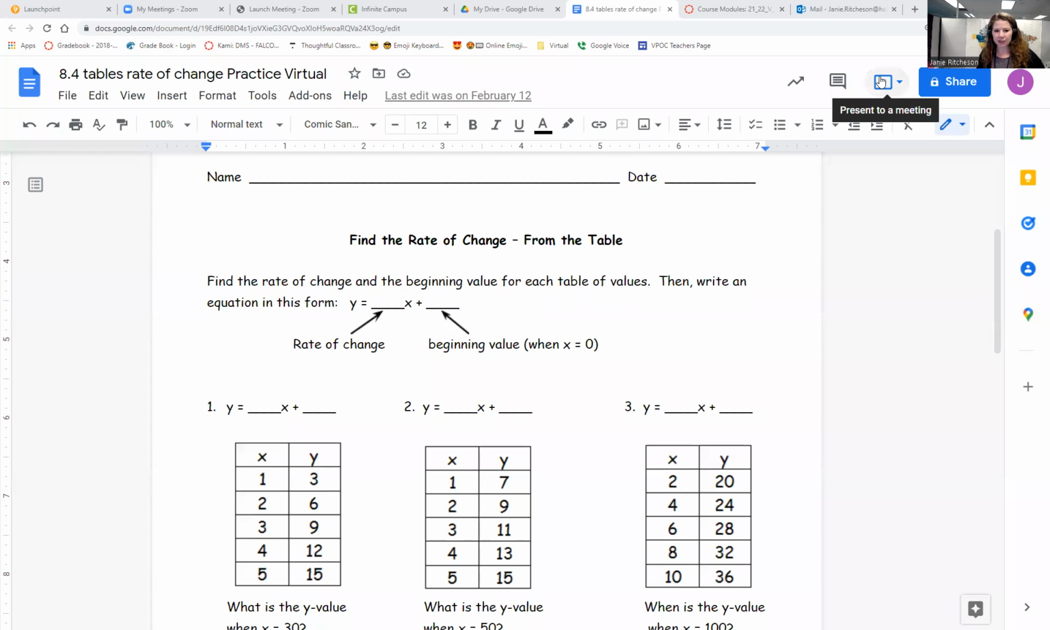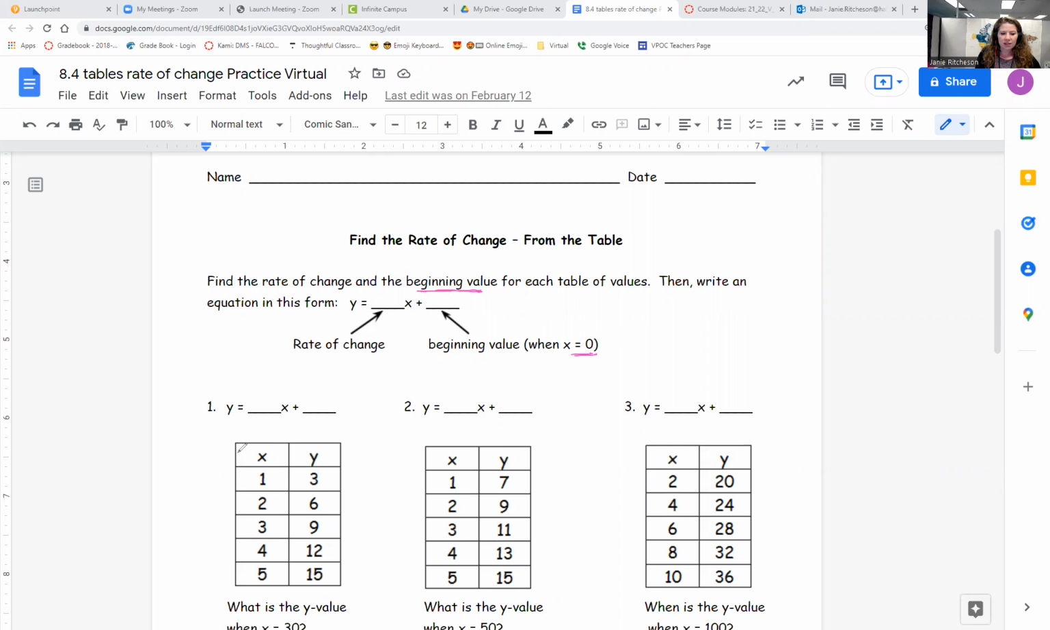Hello, guys. I just wanted to go over a couple of things on this practice sheet with you guys. When you're writing your equations, remember that you're using your slope, which is the change in y over the change in x, and you're using the beginning value. The beginning value is the value of y when x equals 0.